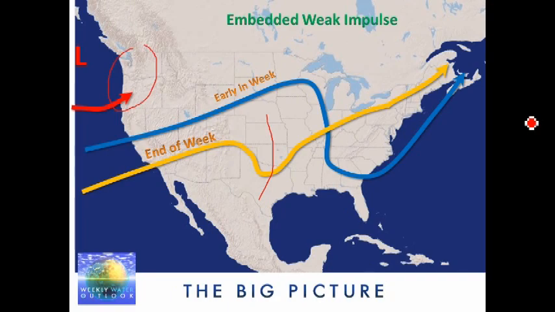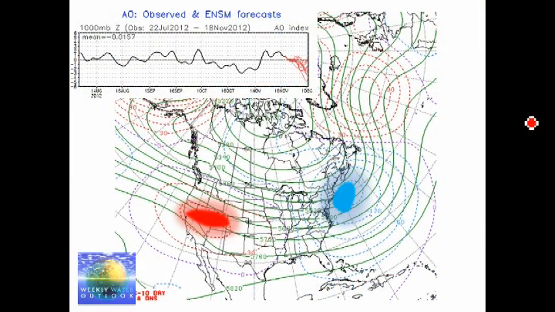Unfortunately, it looks like it's going to be a very, very weak impulse and not going to be able to pick up much moisture. So even though there will be some rain, the amounts are going to be very weak, very light, not all that significant. But still, there is something to watch and maybe produce some rain for areas that haven't received rain for a number of weeks.